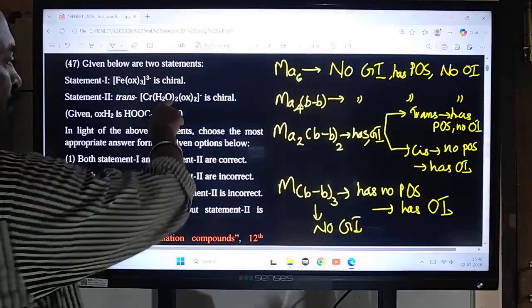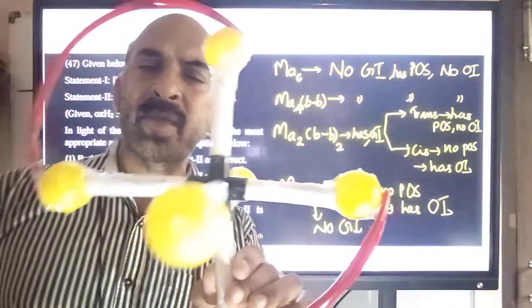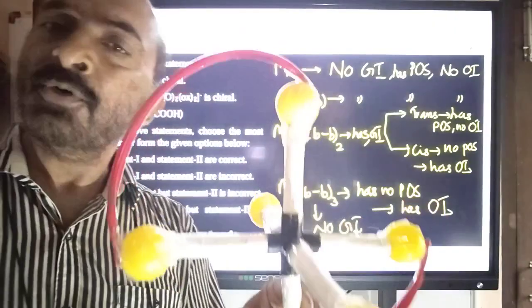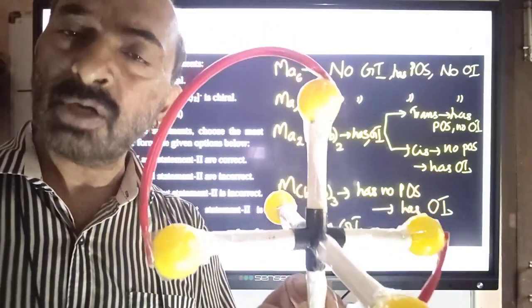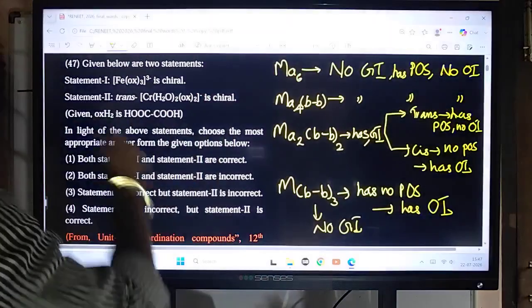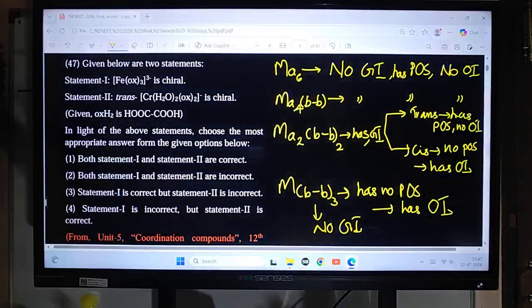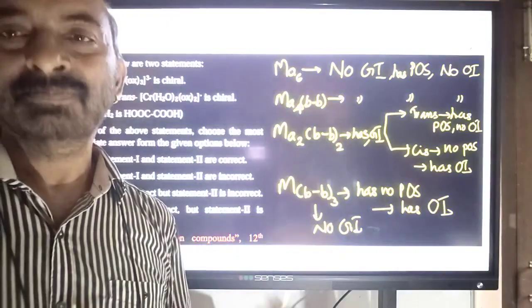So statement 2: trans Cr H2O twice, 2 bidentate ligands, 2 monodentate ligands. Here the monodentate ligands are towards you and me, this and this on opposite sides. They are H2O molecules. The other two are oxalate molecules on either side. So it is the trans form. It has a plane of symmetry, so it is achiral. It is not optically active. It is achiral, whereas it is given here as chiral. So that statement is wrong. Statement 1 is correct, statement 2 is incorrect. Option 3 is the right answer here. Hope you understood that clearly now.